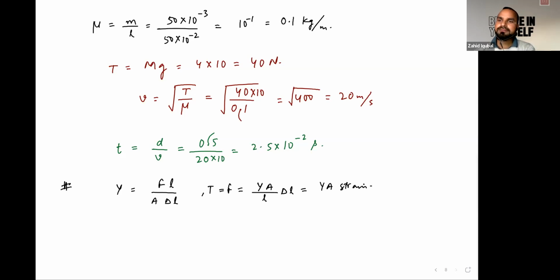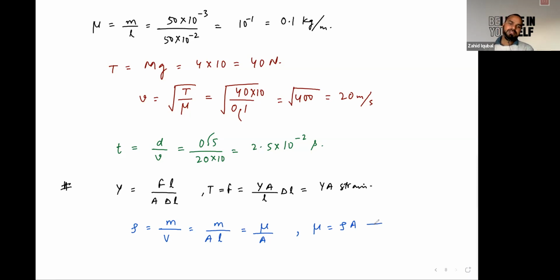Next, rho, which is volumetric mass density, that is mass divided by volume. Volume is area of cross section times length. Mass per unit length is also called mu, so mu divided by A. So mu will be equal to rho multiplied by A.